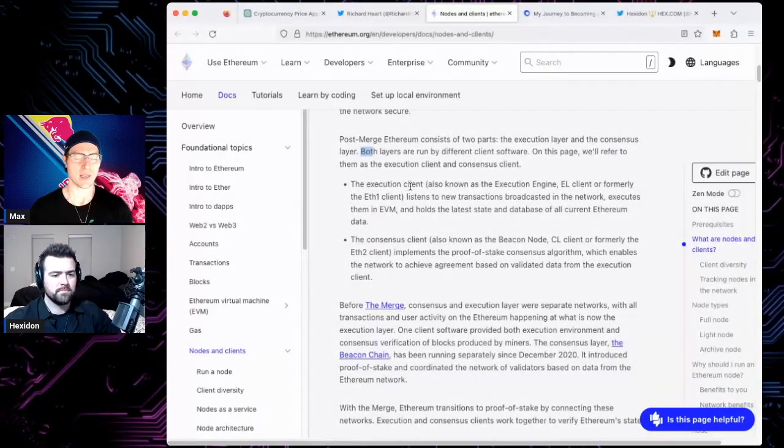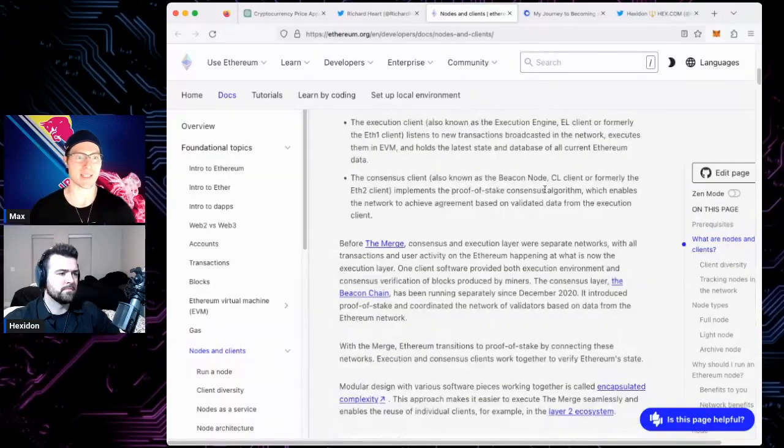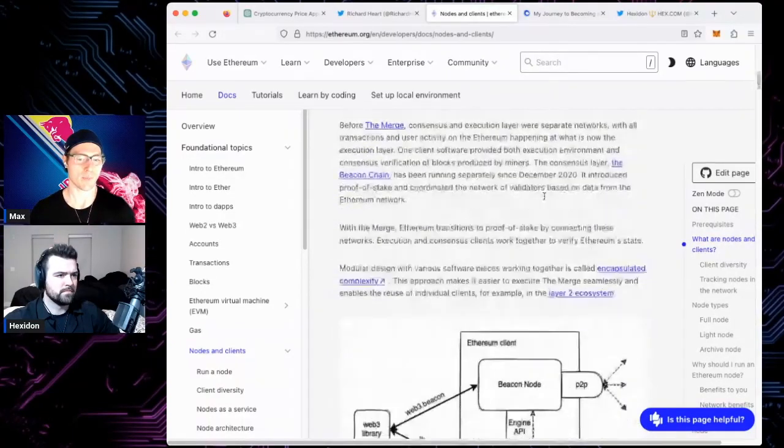Again, there are a lot of different words and different ways of saying it. The EL client, or ETH1 client, but that's gone now, is just known as the execution client. And that's your Geth, Erigon, I think Besu. There are a few different ones there. And then the consensus clients, ETH 2.0, also known as beacon nodes. It comes with validator binaries as well. They actually implement proof of stake, and they enable the network to achieve agreement based on validated data. So again, they work together to make the network work as far as validating transactions, and everyone having the blockchain synced and everything being good in that way.